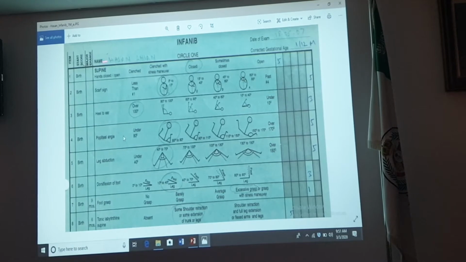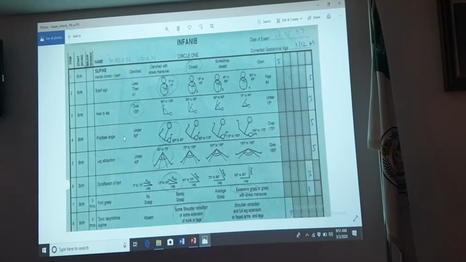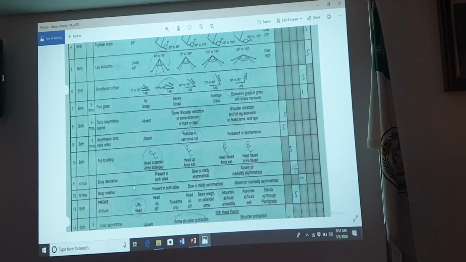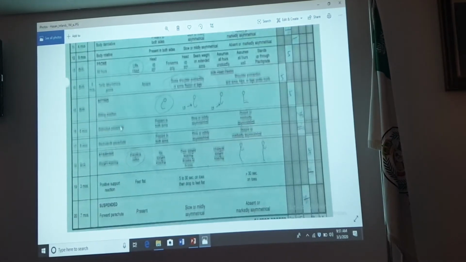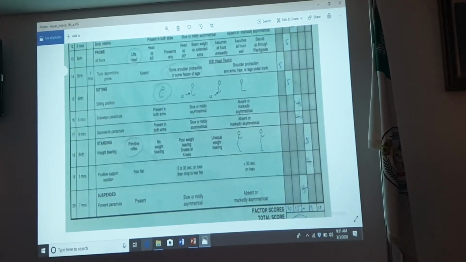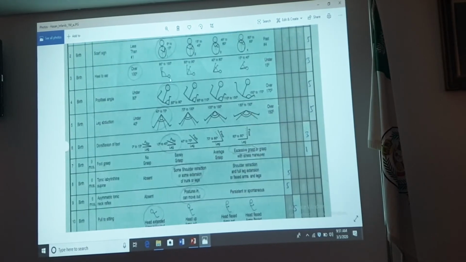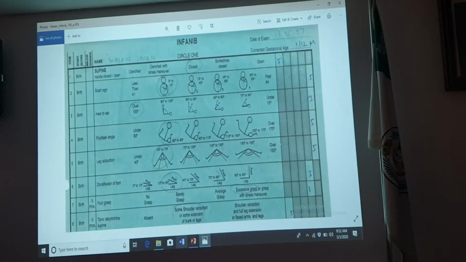Yes. Okay. So now you will see here items are categorized as supine. Then items are categorized as prone, sitting and standing, and suspended last. So you will see this has a similarity to the way you saw in Alberta to some extent.